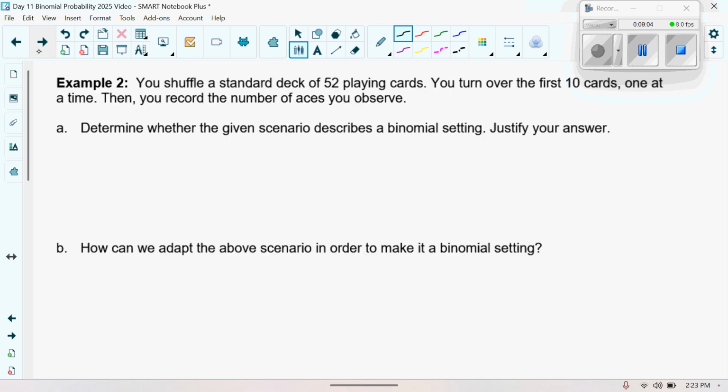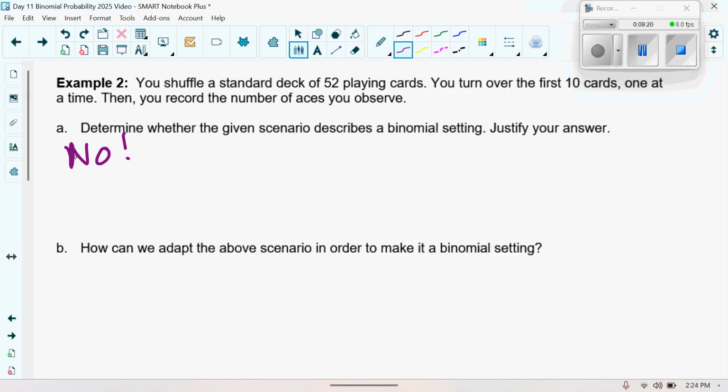Now, if you look at the next example, I want you to read it over and then tell me if you think that it is binomial or not. Okay, so I am hoping you said no for this one. And I'm hoping you said no for a specific reason.